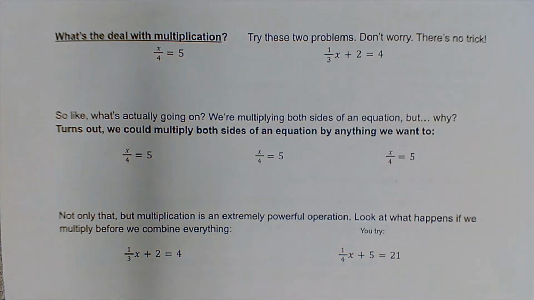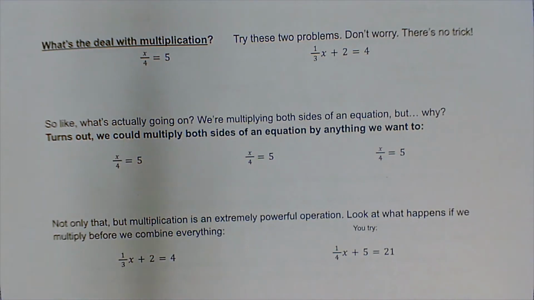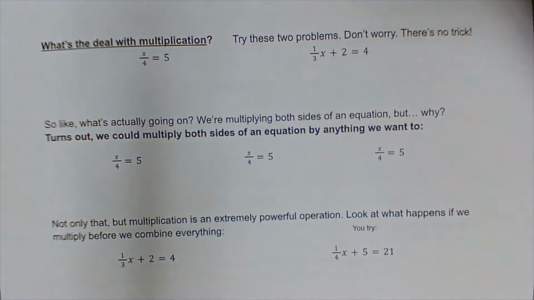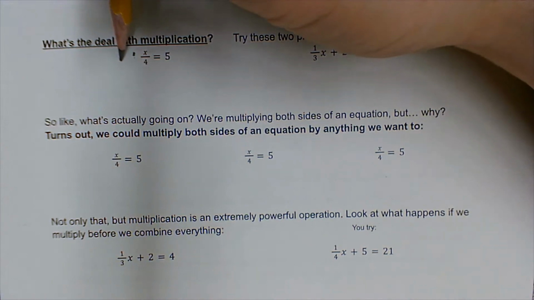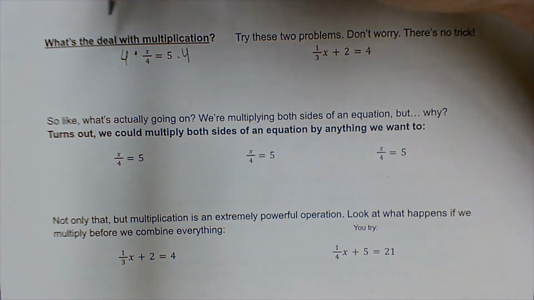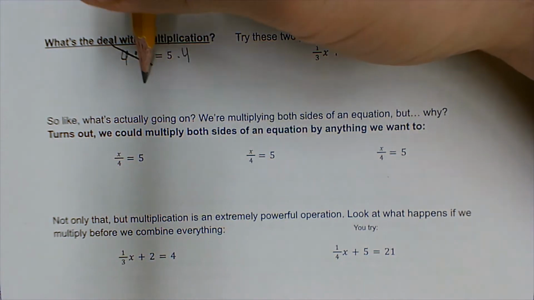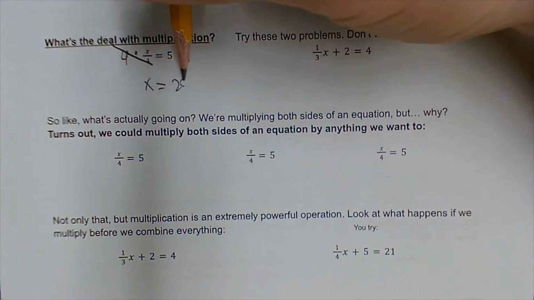So before we start, I want you to do these two problems. Trust me, it's no trick. Just try them out real quick. Okay, so we have x over 4 here, so I want to multiply both sides by 4. This cancels out the fraction, and I find out that x equals 20.